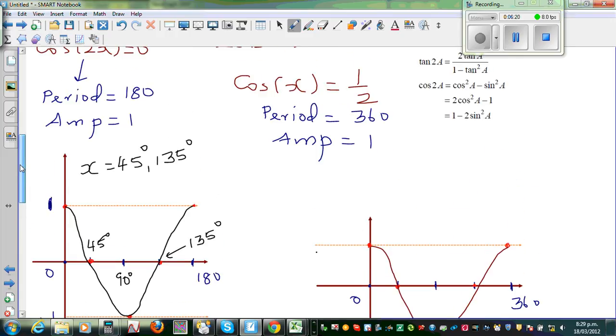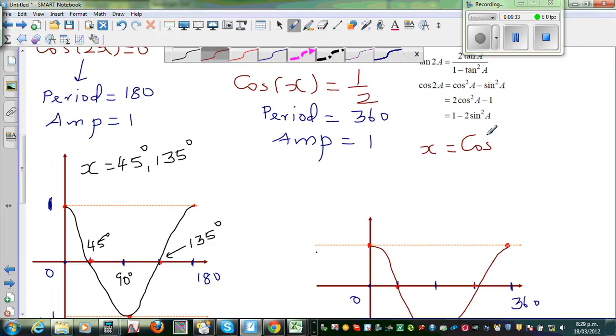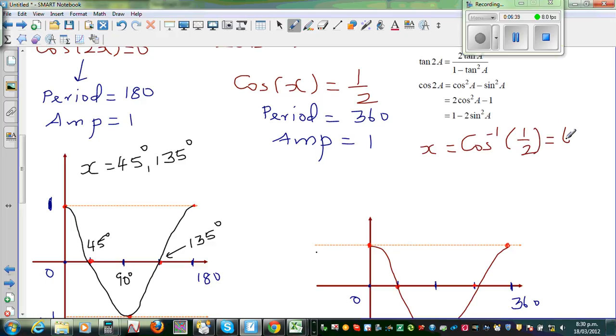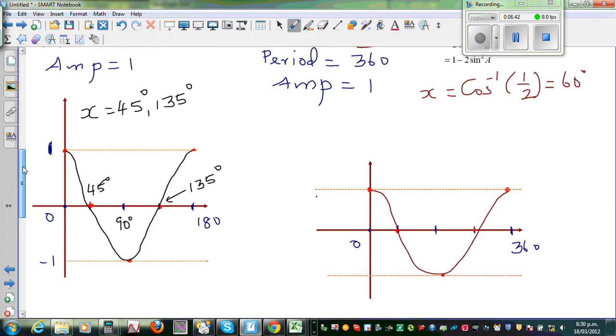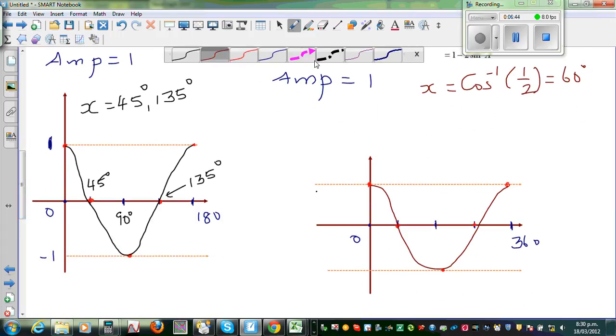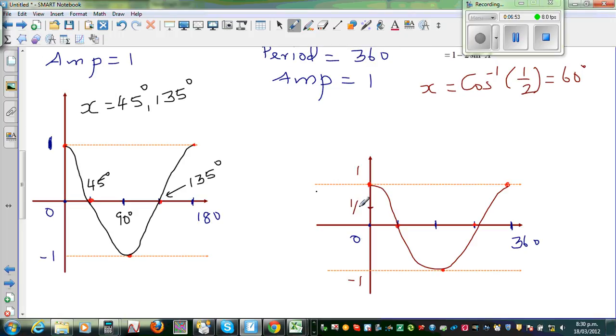Now, cos x is half, so x is cos inverse of half. And cos inverse of half is 60. You can check this on a calculator. Without the calculator, how would you show this? So this is half, this is 1 and this is negative 1. So half comes here. So cos inverse of half is 60 degree.